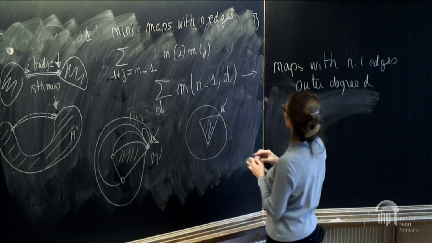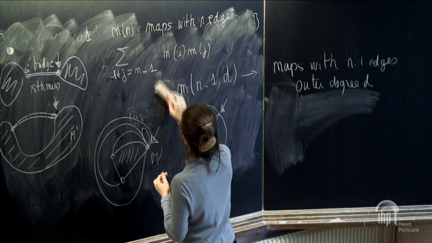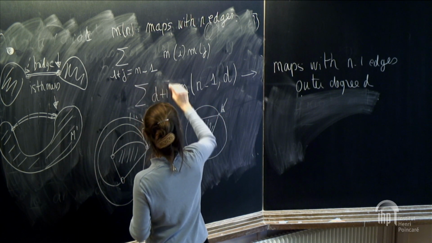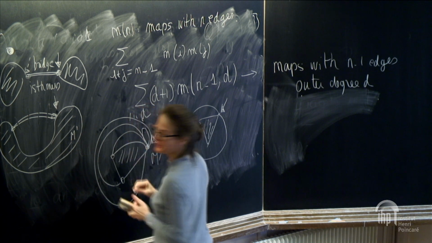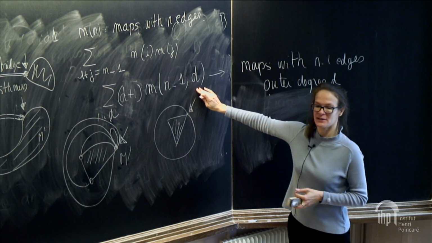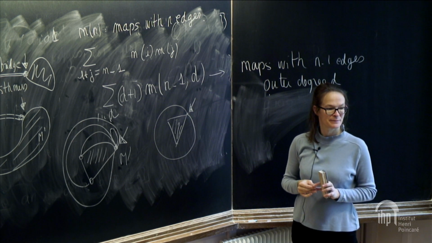There should be a D plus 1 factor, certainly. Where should I put it? Otherwise, it's simple. Thank you. So every map of this type comes from D plus 1 bigger maps. Okay?